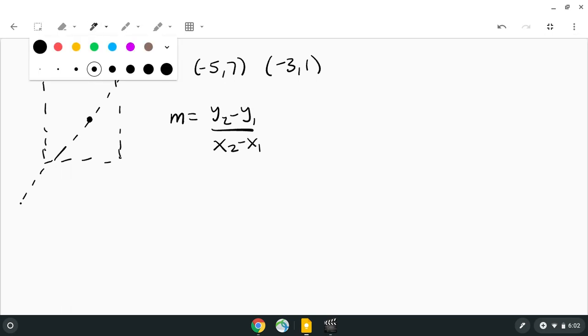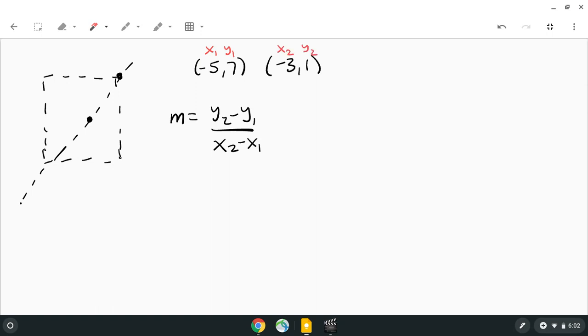Okay, so find your 2 points and suppose that one of the points is (-5, 7) and the other point is (-3, 1). And you have to write the equation of this asymptote. So first of all, we need the slope. If you remember, slope is y2 minus y1 over x2 minus x1. It doesn't matter which one you call your first point or your second point, but I'm just going to call this x1 and y1 my first point, and this will be my second x and my second y.